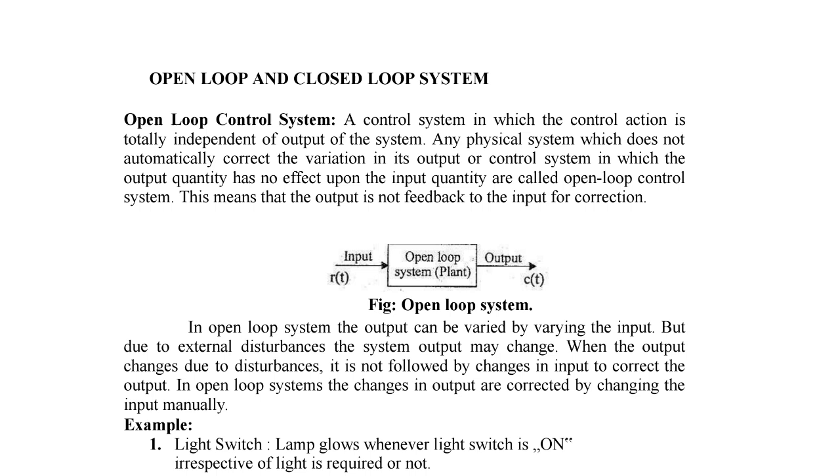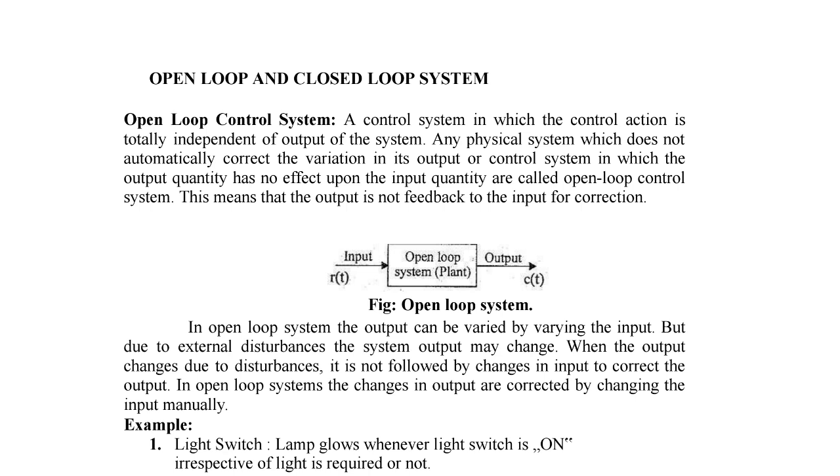Now see here, the open loop system. We are going to discuss the open loop system. It is a control system in which the control action is totally independent of the output of the system. That means any physical system that does not automatically correct the variation in the input is called an open loop system. Also, this open loop system has no effect upon the input quantity. The very important thing in an open loop system is that the output is not fed back to the input for correction. This is the block diagram for the open loop system.